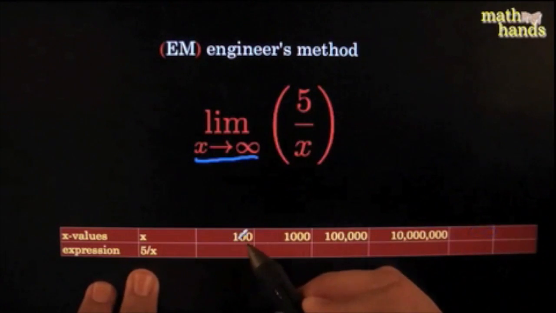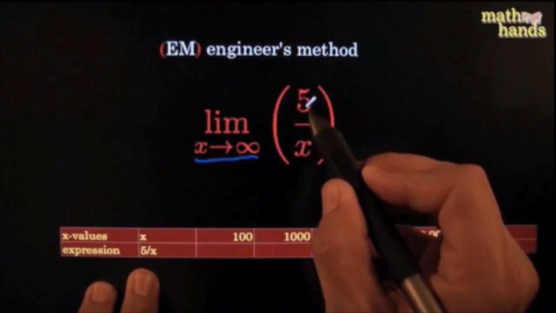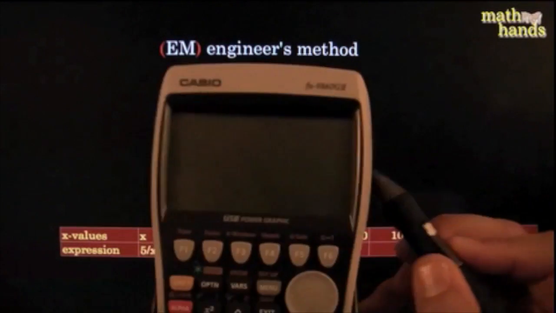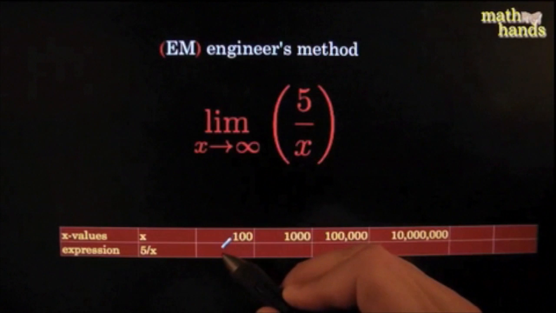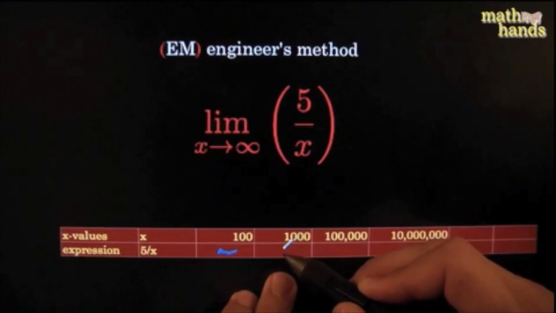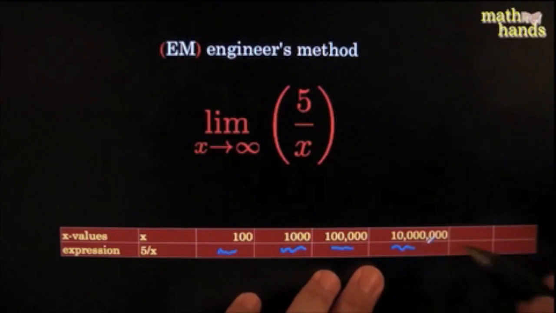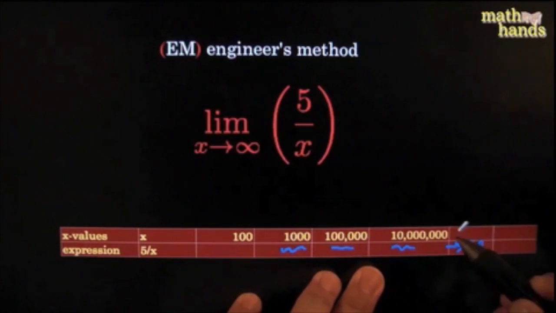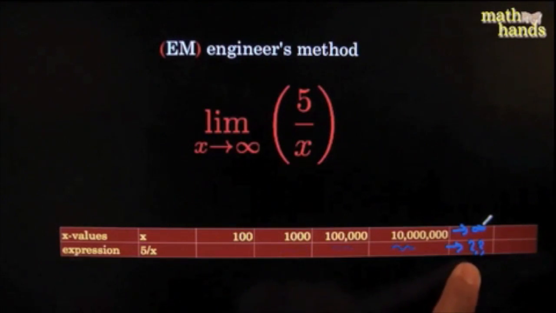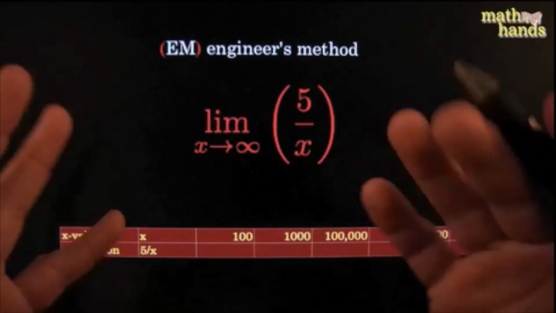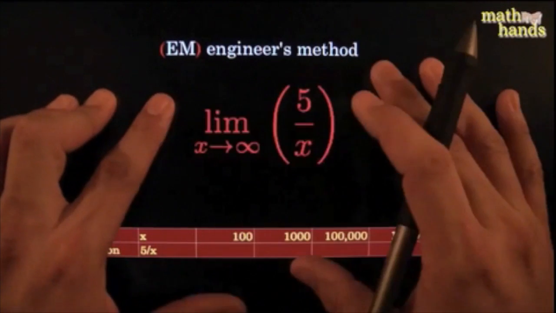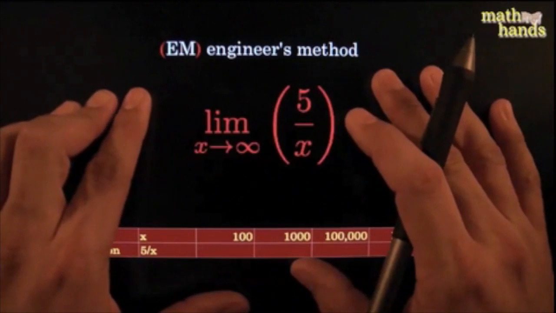So at 100, divide 5 by 100. You would do that on a calculator, and put the result here and make a note of it. Then you would do the same thing, 5 divided by 1,000, and 5 divided by 100,000. Then you want to know what the expression is doing as x moves towards infinity. If we can find the best prediction for that, we will have successfully found our first limit using the engineer's method, more or less.